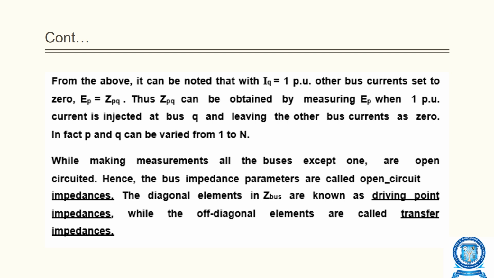While making measurements, all the buses except one are open circuited. Hence, the bus impedance parameters are called open circuit impedances. The diagonal elements in Z bus are known as the driving point impedances, while the off diagonal elements are called the transfer impedances.